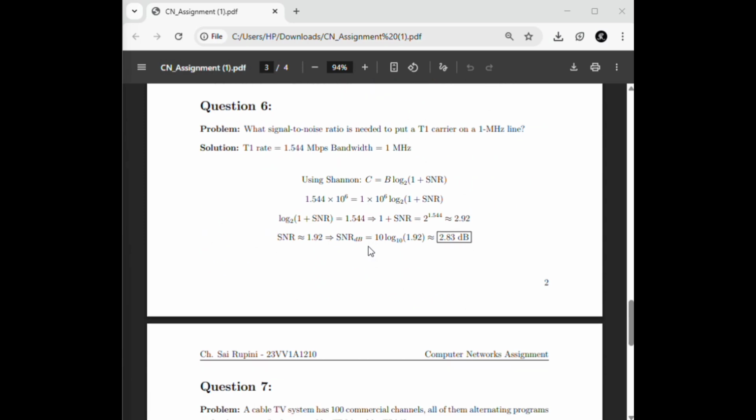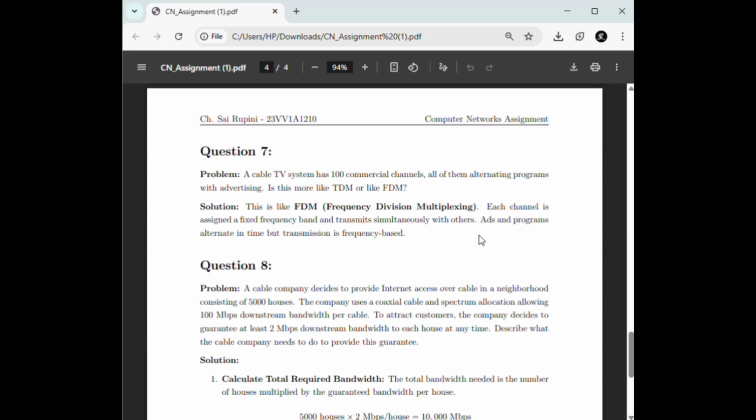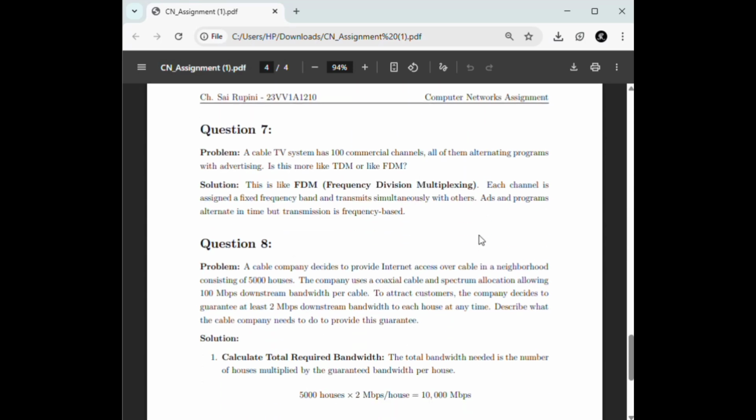Question 6: what signal to noise ratio is needed to put a T1 carrier on a 1 megahertz line? T1 carrier is 1.544 megabits per second, with bandwidth approximately 1 megahertz, which gives 2.83 decibels. And the seventh question: a cable TV system has 100 commercial channels, all of them alternating programs with advertising. Is this more like TDM or FDM? This is like FDM, frequency division multiplexing.